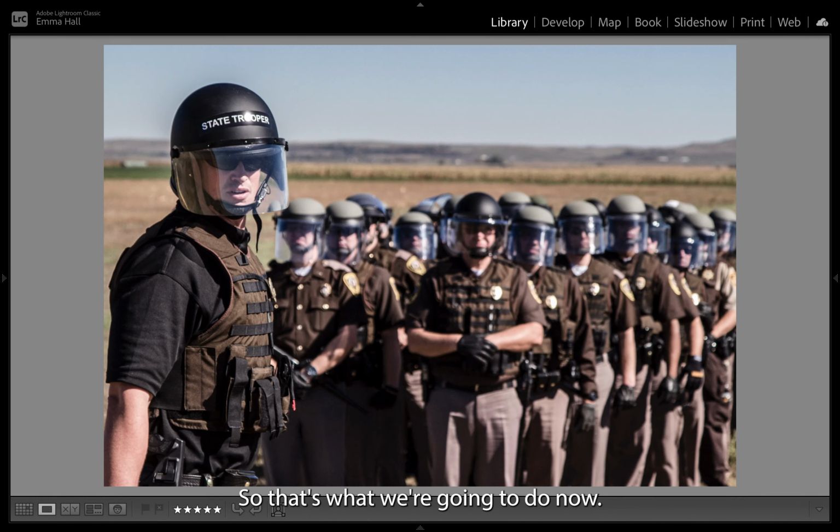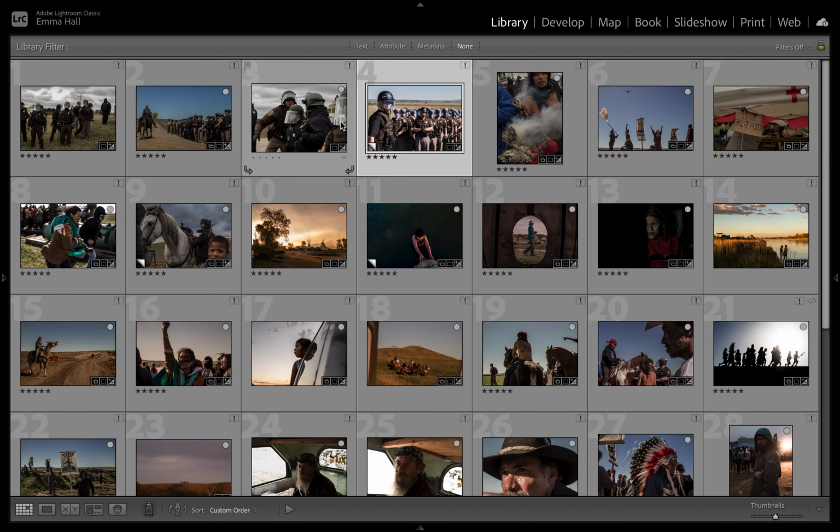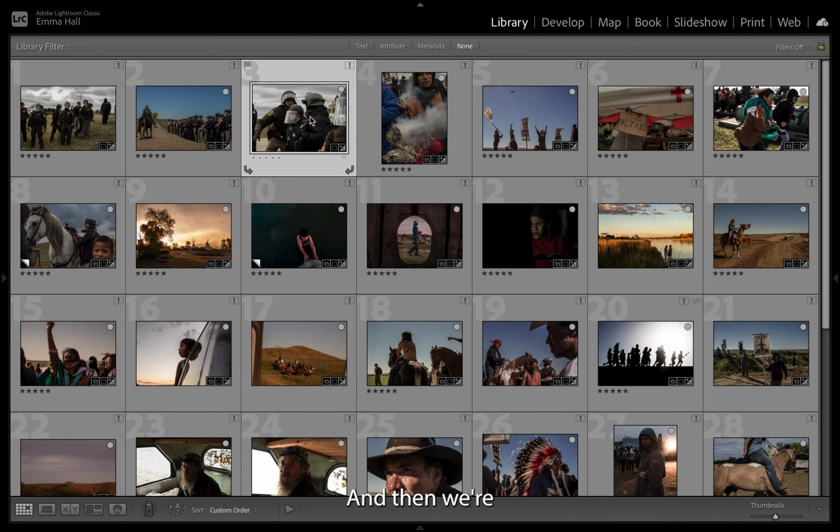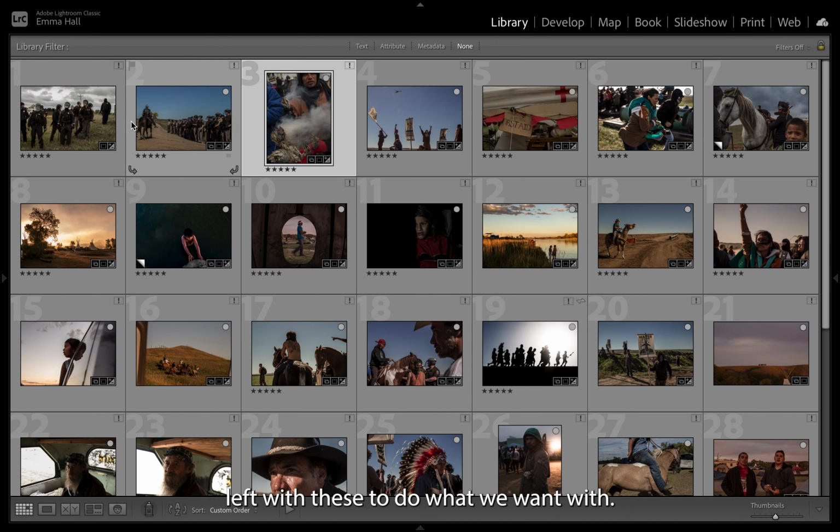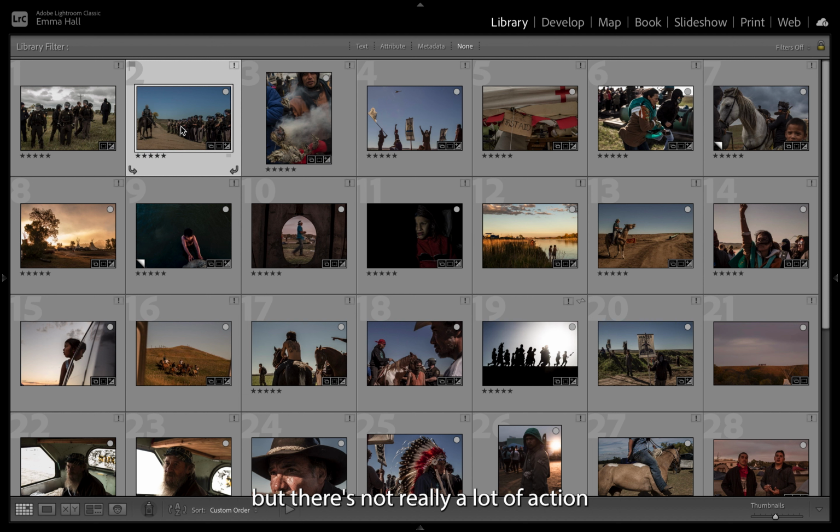So that's what we're going to do now. And then we're left with these to do what we want with. So then the next most important part of the story is obviously the Native American people and the protesters standing with them, standing up against the police. What does that look like? We have this here, but there's not really a lot of action going on, just a man on a horse.